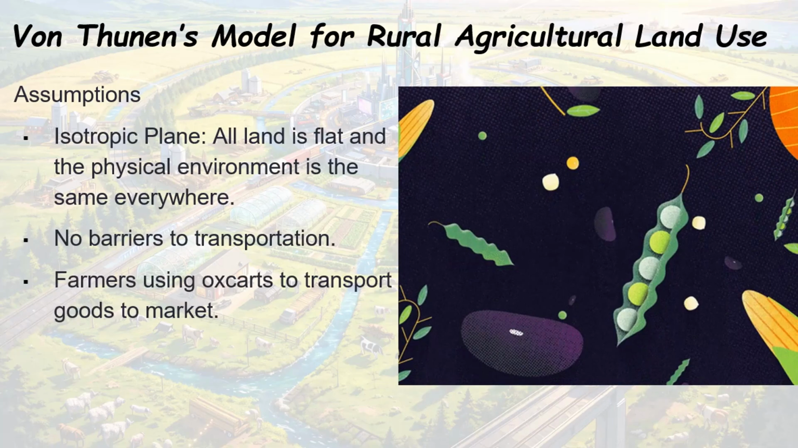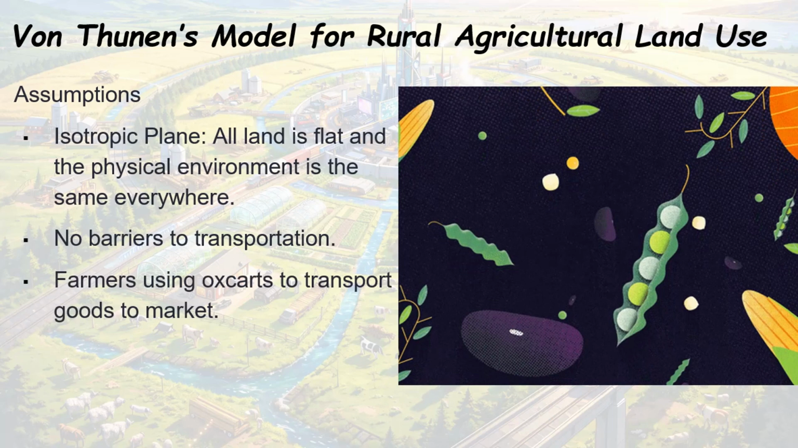Second assumption, zero transportation barriers, no traffic, no tolls, no surprise construction cones ruining your commute. Just smooth movement straight to the market. Third assumption, farmers are using ox carts, not semi-trucks, not cargo planes, ox carts.